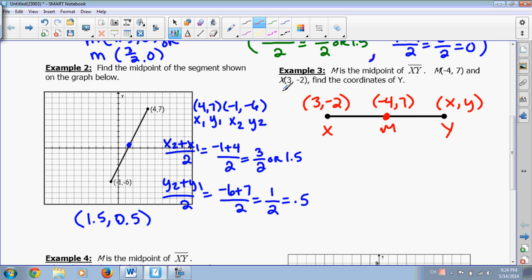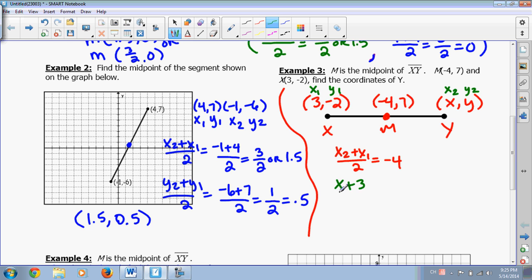So what we're going to do, we're still going to follow the same formula, which is x2 plus x1 divided by 2 will give us our midpoint x, which is -4. Okay, well, let's go ahead and assign 3 as our x1 and -2 as our y1. Since our midpoint is our answer, that is not going to be our x2 and our y2. Our endpoints are x2 and y2, and we don't know one of our endpoints right now. So right now we have x2, which we don't know, plus x1 which is 3, divided by 2, is going to equal our midpoint x, which is -4.